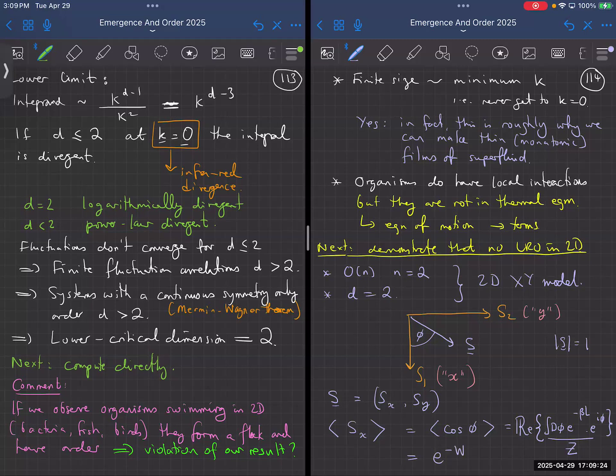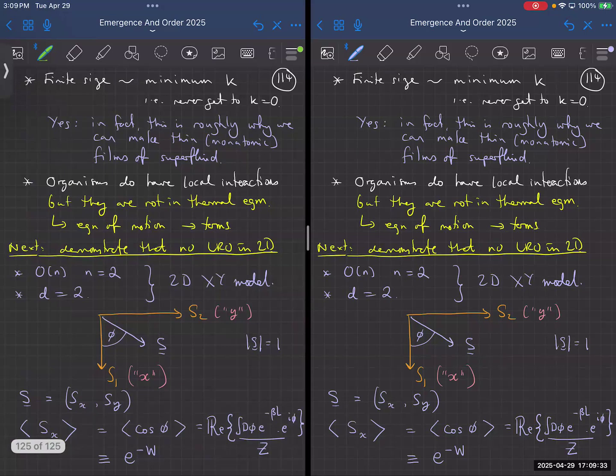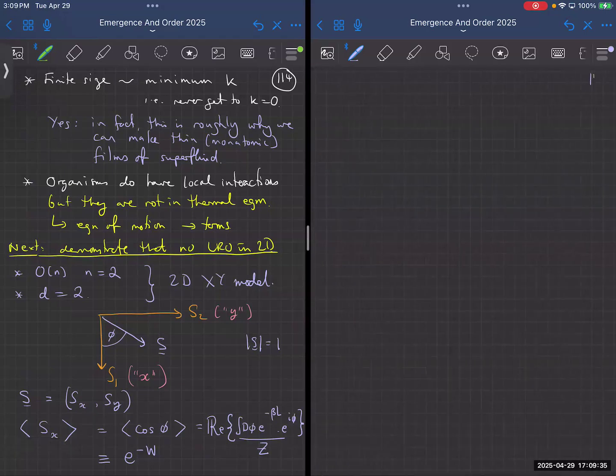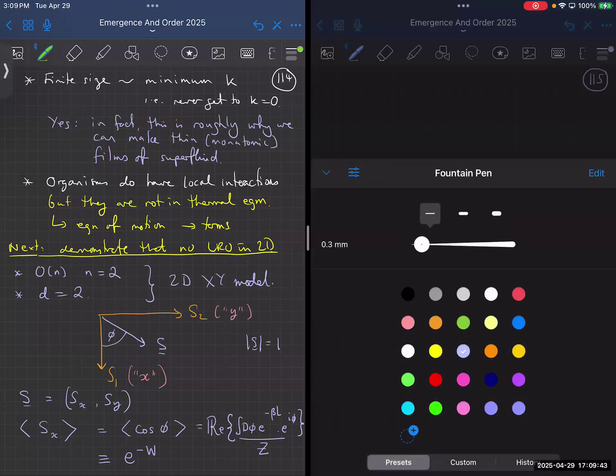And I'm going to call this number e to the minus W. So I'm going to define W to be that, and it's called W because this thing is known in solid state physics as a Debye-Waller factor. You don't need to know what it means, but we're going to just go ahead and compute that. Okay, so that's our goal, compute this object.